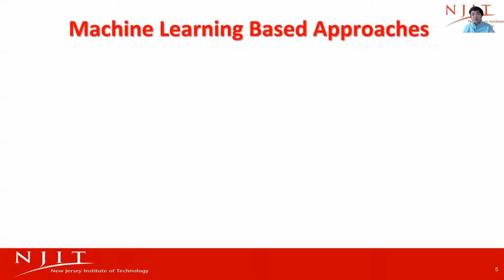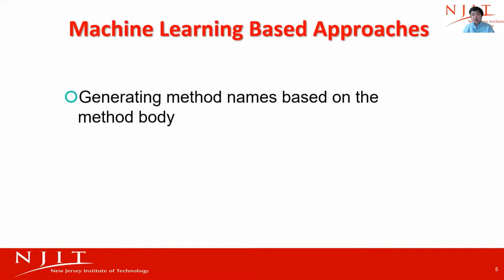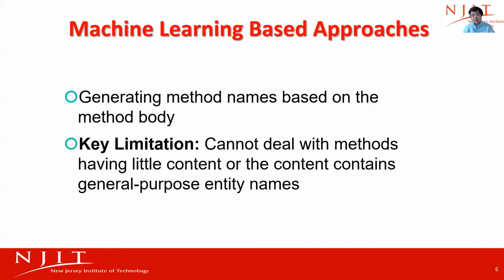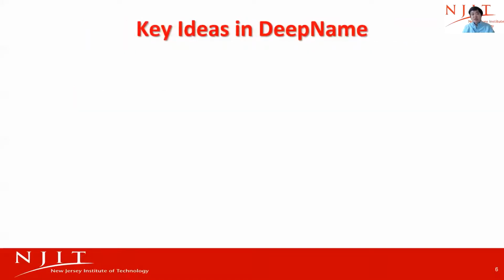The second kind of approach is the machine learning-based approach. They directly generate the method name based on the method body, but they also have a key limitation: they cannot deal with very short methods that have little content, or methods whose content is general purpose. To overcome the limitations of the existing two groups of approaches, we come up with our approach, named DEEPNAME.